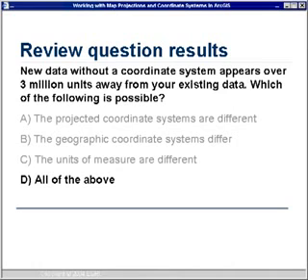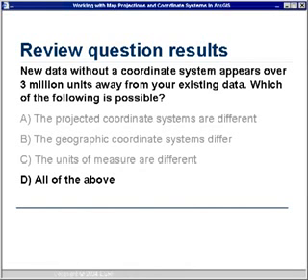So I'm going to go ahead and give the review question results. The question was, new data without a coordinate system appears over 3 million units away from your existing data. Which of the following is possible? The answer is D, all of the above, and it looks like the majority of you got it right. 75% of the people who answered got it right.